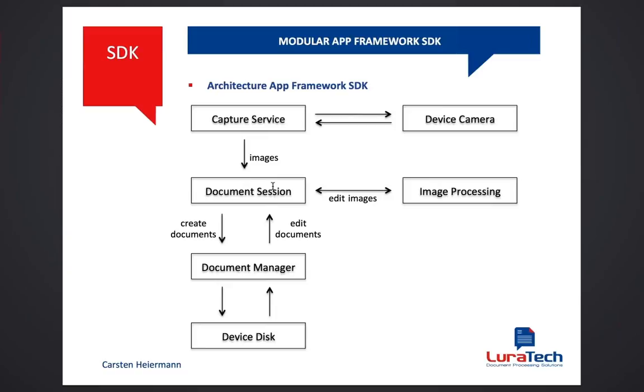So in the middle here is a document session. That's where the current document that you work with is composed, is compiled, is worked on, and you saw that you can open a document and then you can edit those images in that document and say crop it differently, in an existing document or in a new document. You can add images through the capture service to that document, sort it around in there. And of course, the capture service controls the specific device's camera in image acquisition. Once a document is ready, you can create it or save it.